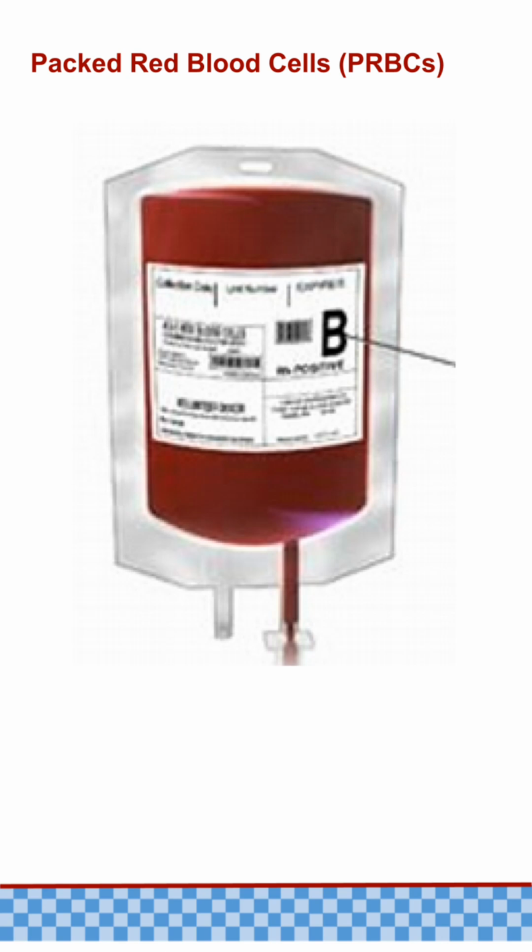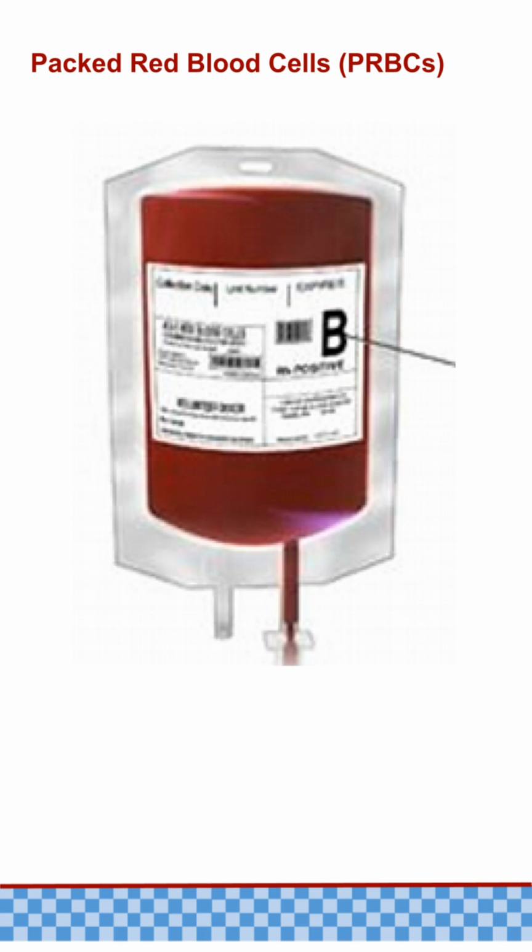Packed red blood cells are prepared by centrifuging whole blood to separate the red blood cells from plasma and other components. The separated red blood cells are then washed and resuspended in a small volume of saline or additive solution, resulting in a concentrated suspension of red blood cells. Unlike whole blood or standard red blood cell units, packed red blood cells have a reduced volume of plasma and other blood components, resulting in a higher concentration of red blood cells per unit.